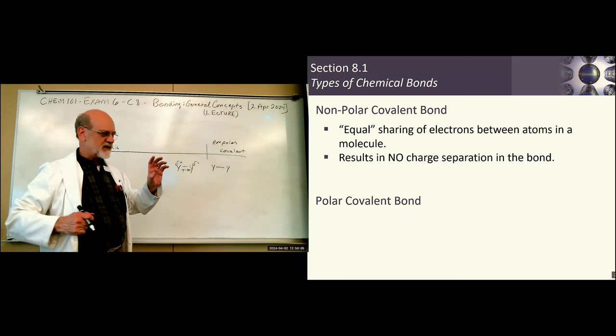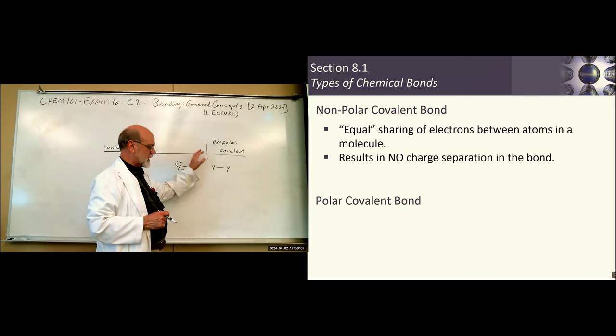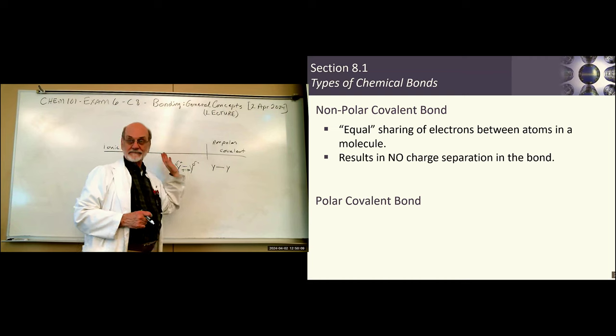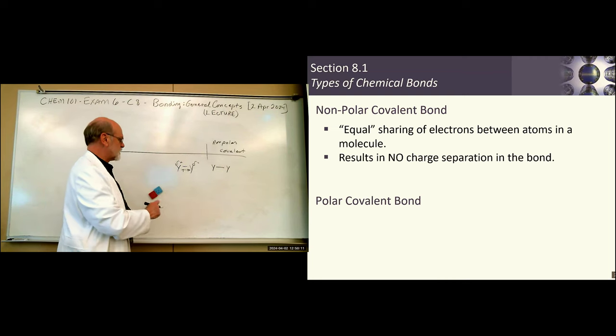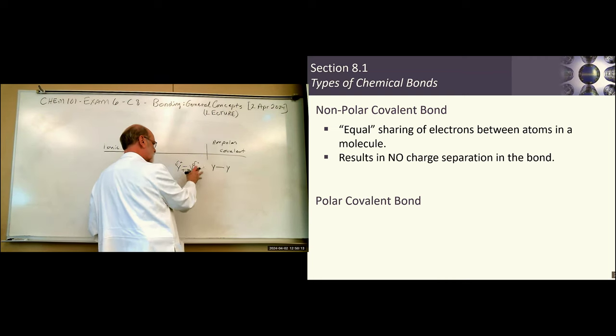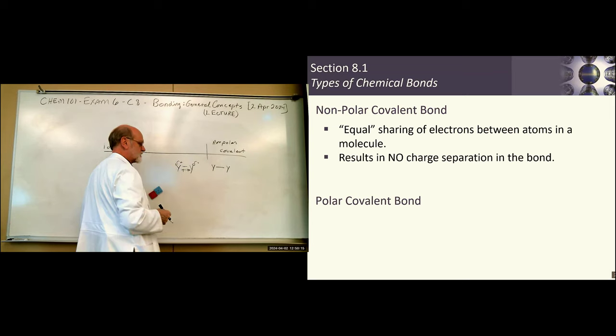So what that means is the electrons tend to spend more time on this side than they do on that side. And that gives you a slight negative charge on this side of the bond and a slight positive charge on that side.